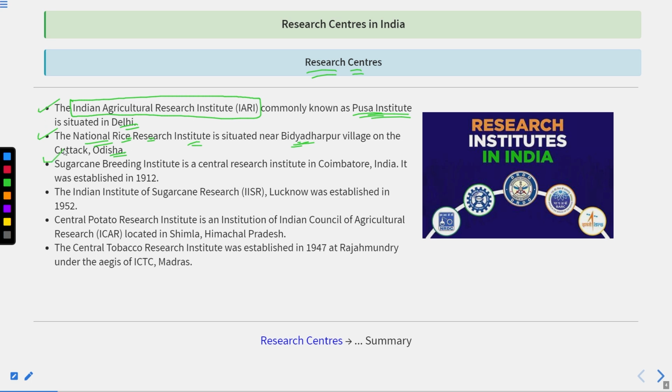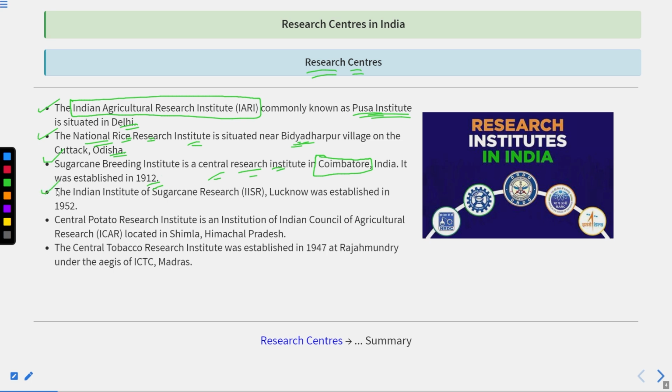Then we have the Sugarcane Breeding Institute. It is a central research institute that lies in Coimbatore. Coimbatore is a city in Tamil Nadu state of India. And basically this Sugarcane Breeding Institute was established in 1912, which means this institute also belonged to the British era. Okay.